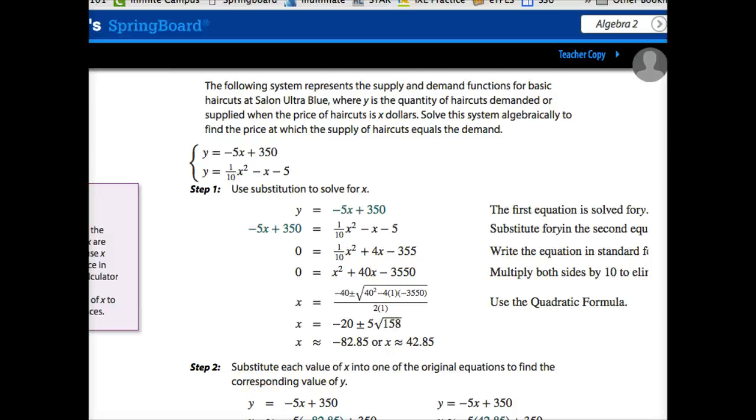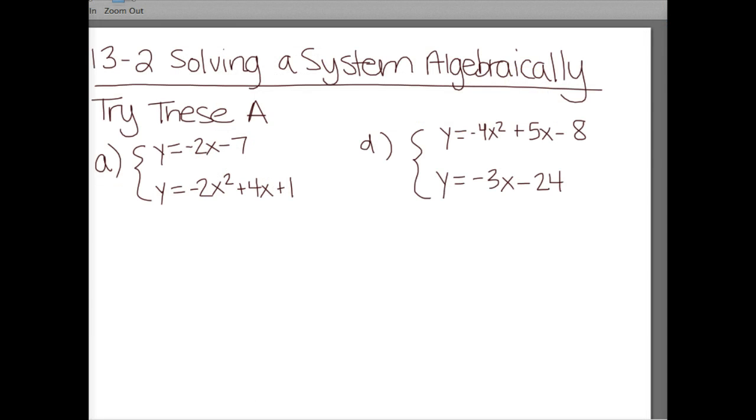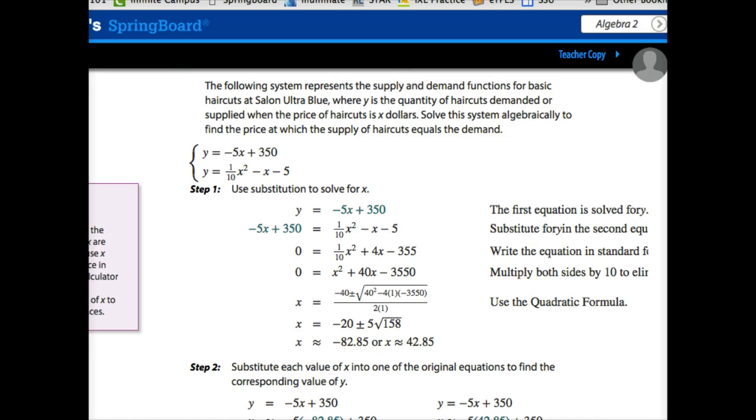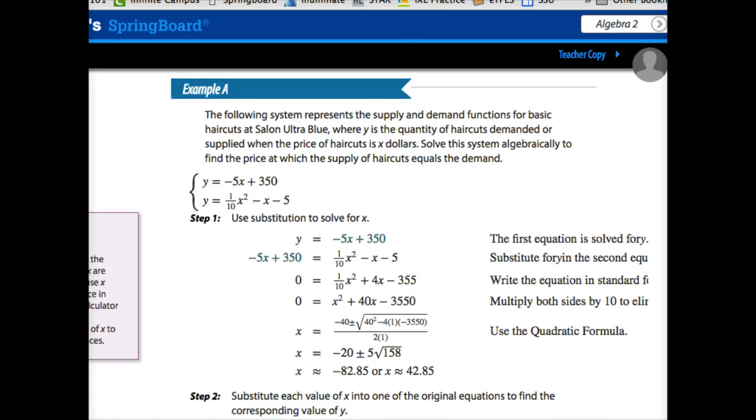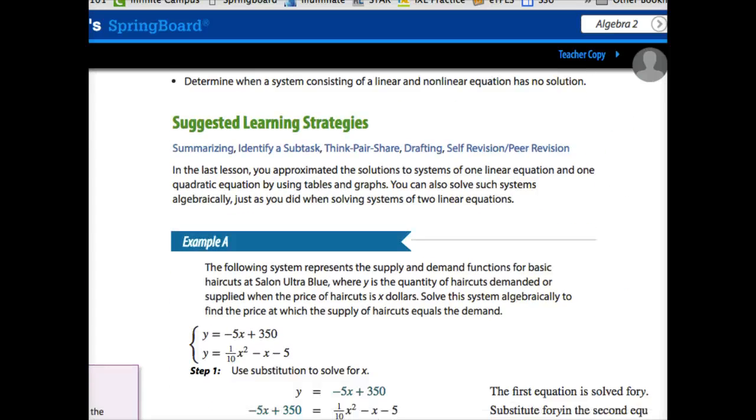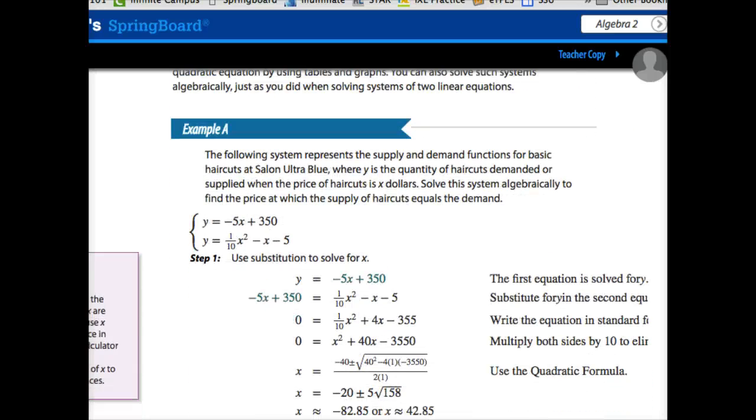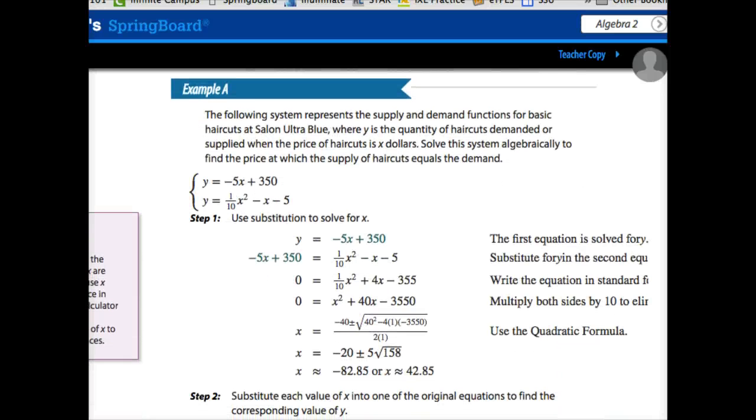Right, so today we are in lesson 13-2. If you haven't already, your book should be open to page 217. Yesterday we looked at the situation with the salon, and we solved the system that you see right here in example A. We solved that graphically.